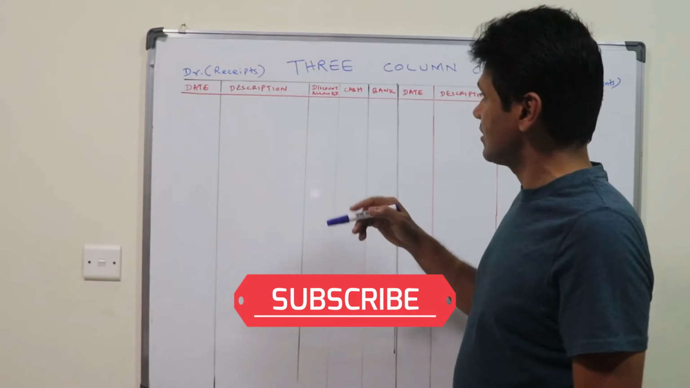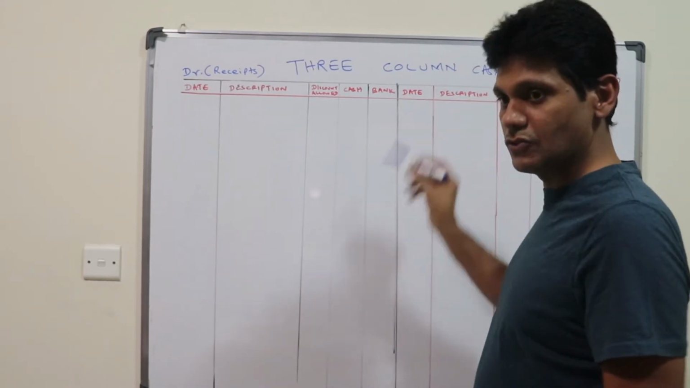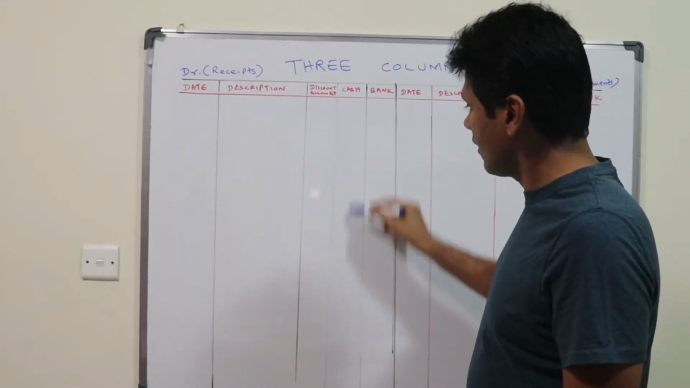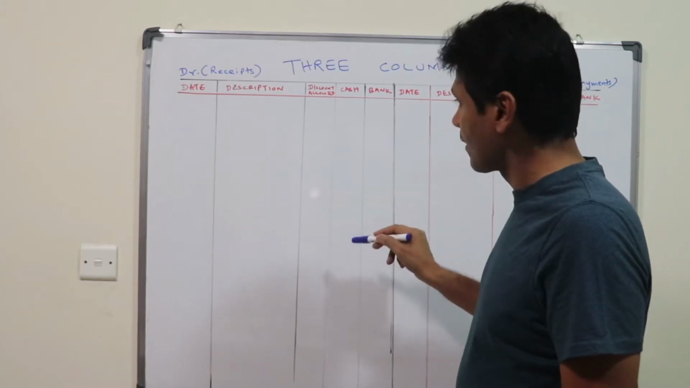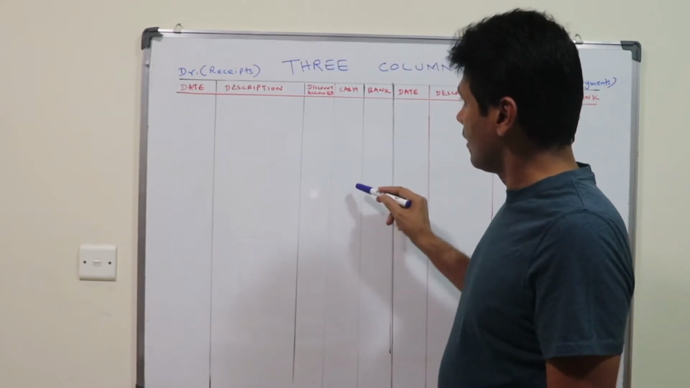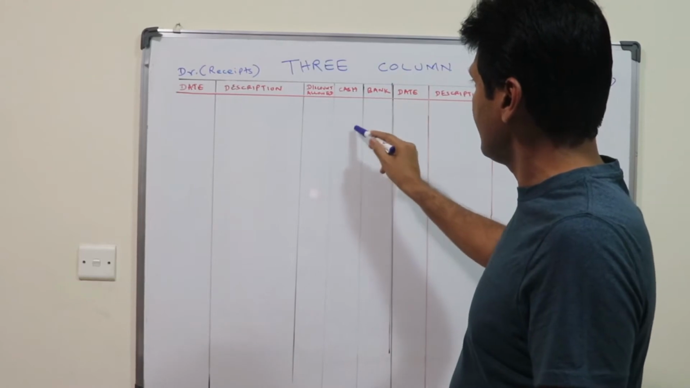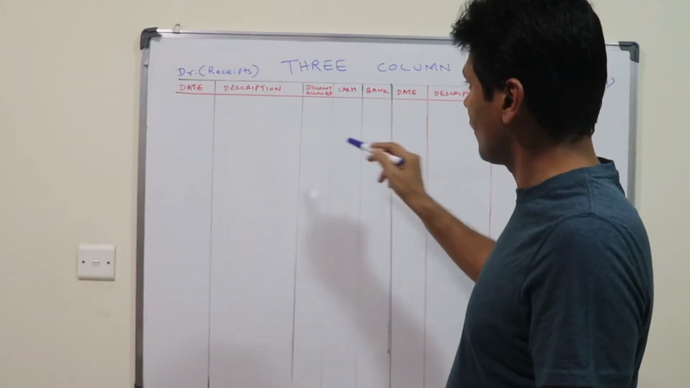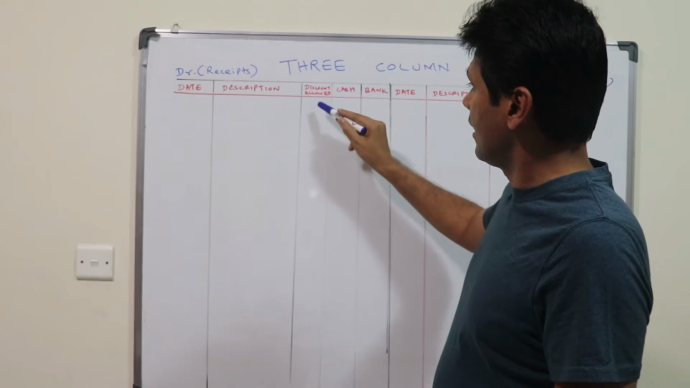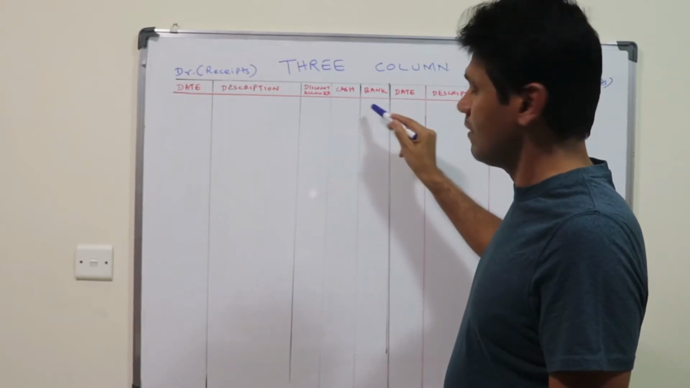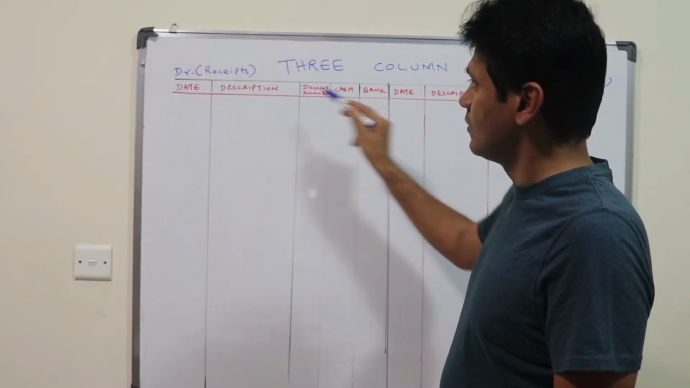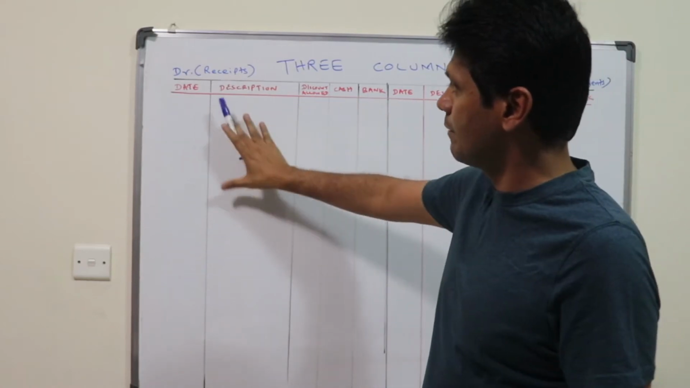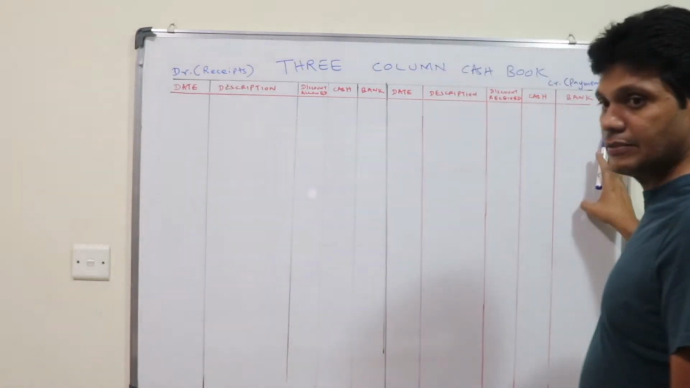In the previous session we discussed just the cash book. We had only 1 column, the cash column. Now 3 column means there will be 3 columns. What are the columns you have to have? Discount column, cash column and bank column. Either side you have to have them. This is the debit side, this is the credit side.